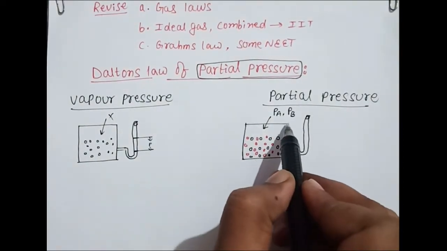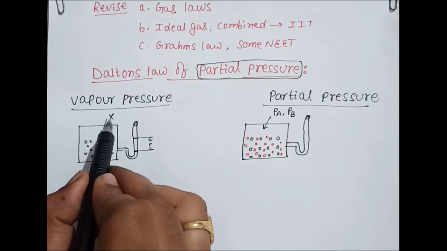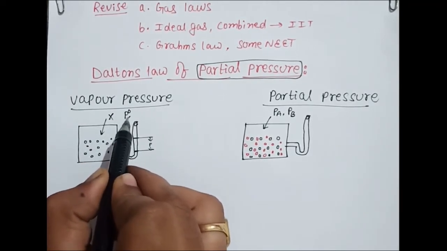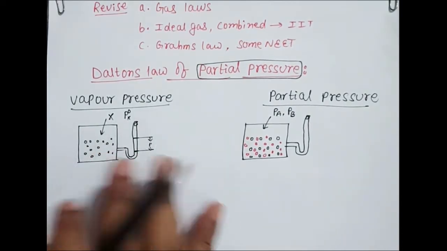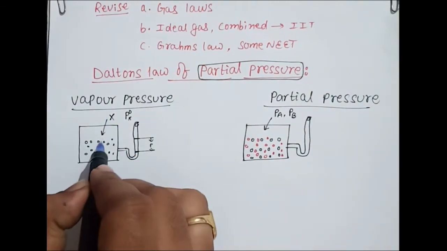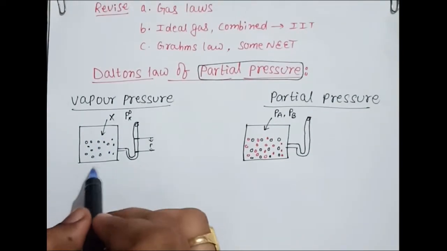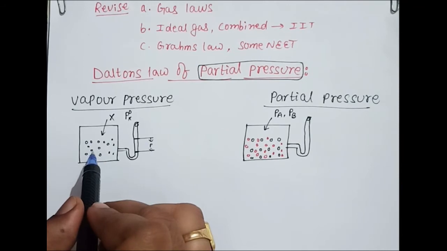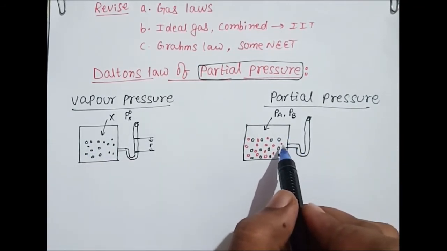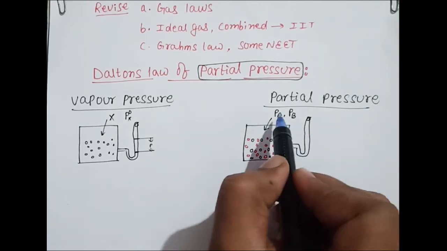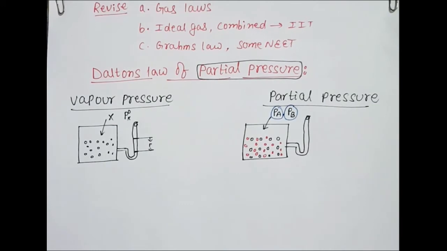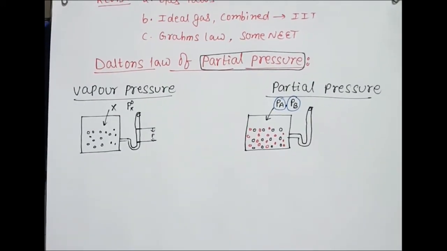So here it is the partial pressure word, and for vapor pressure we use the symbol P naught. Now did you get the point? What is the difference between these two, vapor pressure and partial pressure? Here only one gas is there, and the pressure exerted by only one gas is called vapor pressure. And partial pressure means there are two or more gases, and the pressure exerted by each gas is called partial pressure. Let's write the definition.